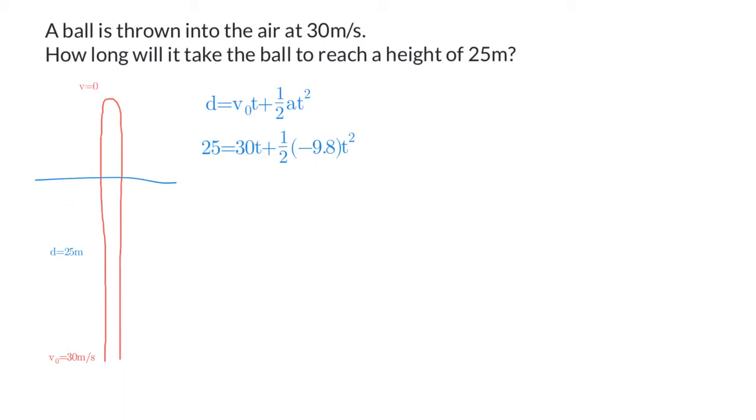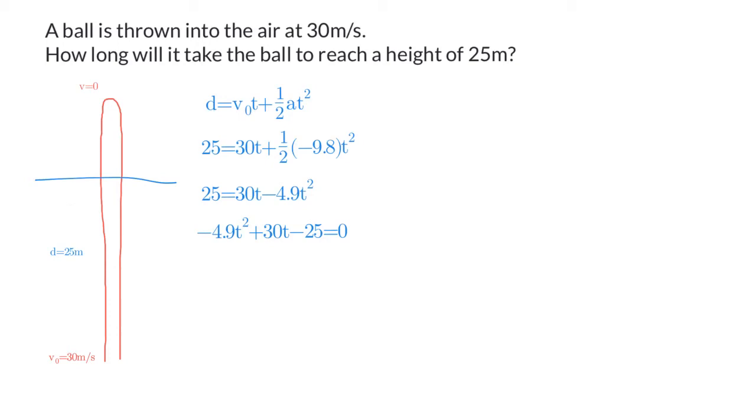Of course, we'll do the math that we can, and really all we can do is take the half of the 9.8 and we'll get 25 equals 30t minus 4.9 t squared. We'll put this into standard form, where we're going to move the 25 over to the other side and put the t squared item first. And we get the following. Negative 4.9 t squared plus 30t minus 25 equals 0.